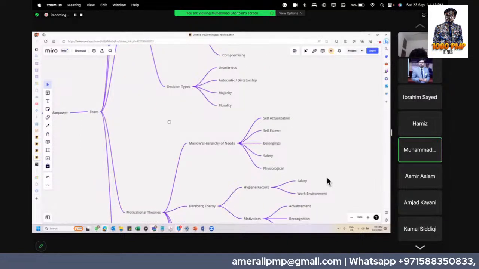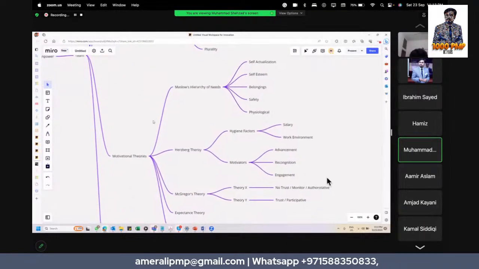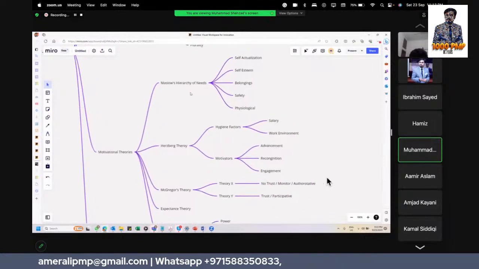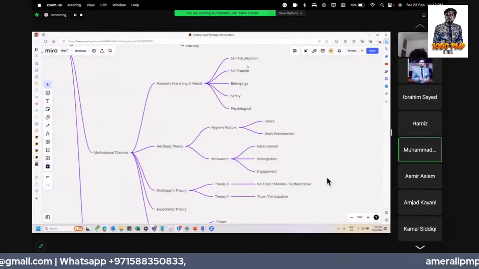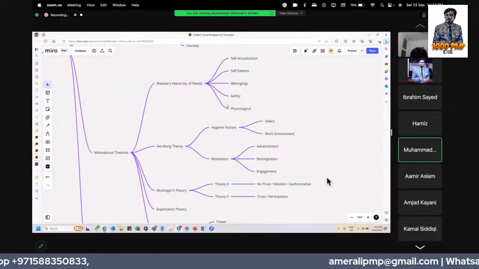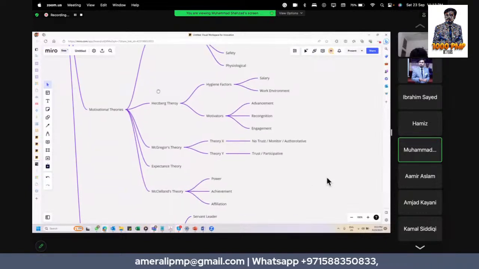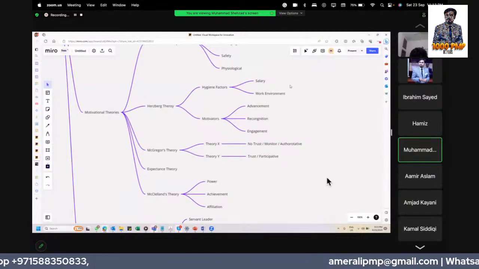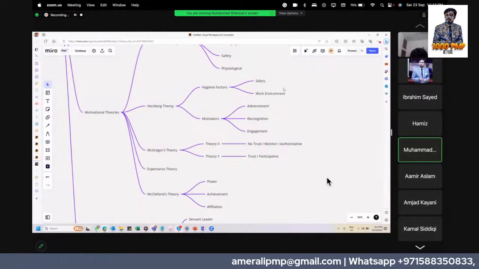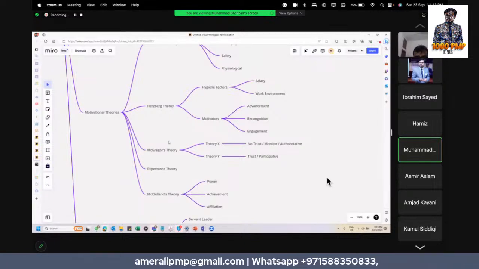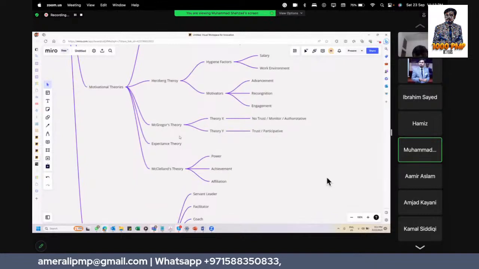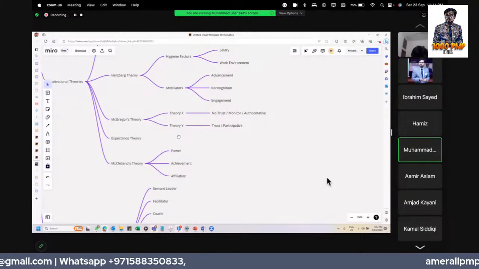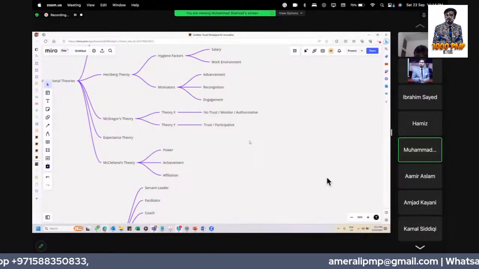Then for the teams, we have multiple motivational theories, like Maslow's theory. Maslow's theory has a hierarchy of needs: self-actualization, self-esteem, belonging, safety, and physiological. The second theory is Herzberg's theory, which contains 2 factors: hygiene factors and motivators. Hygiene factors are like salary and work environment, and motivators are advancement, recognition, and engagement. The third theory is McGregor's theory. It has 2 factors: theory X and theory Y.